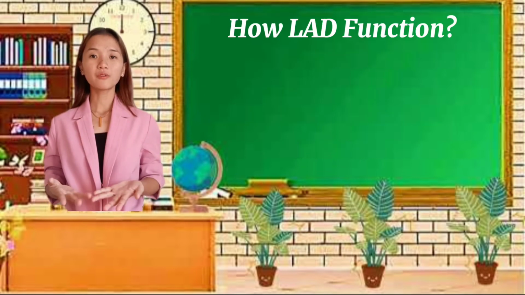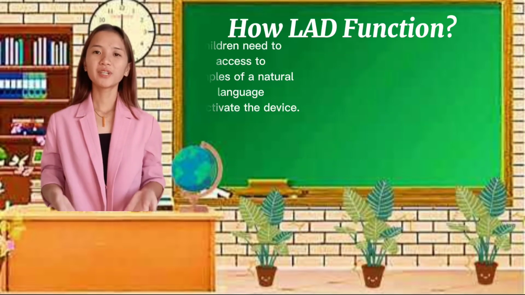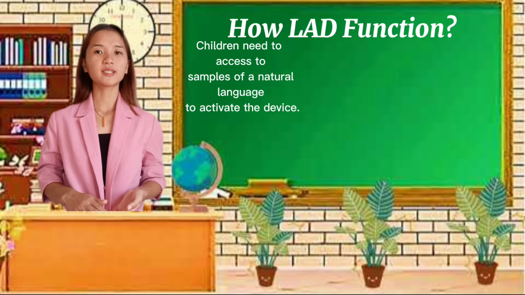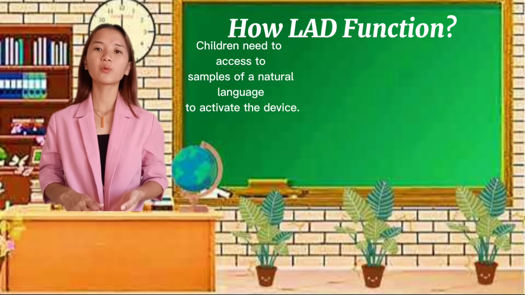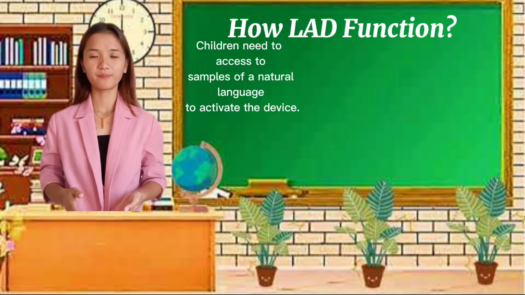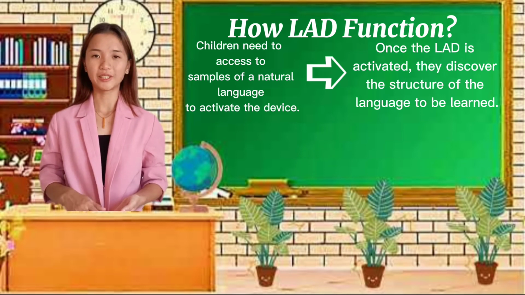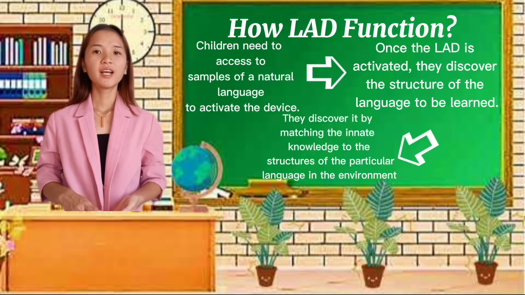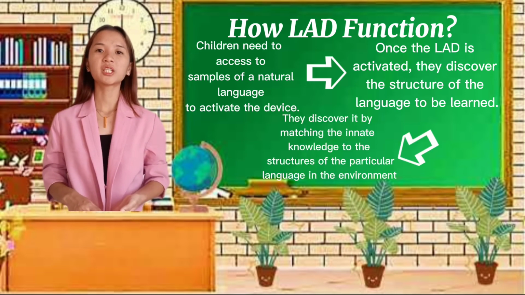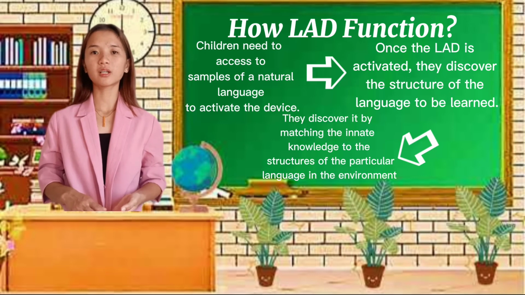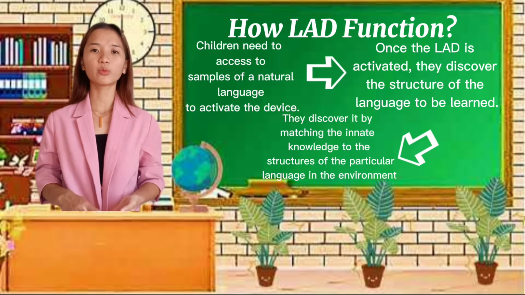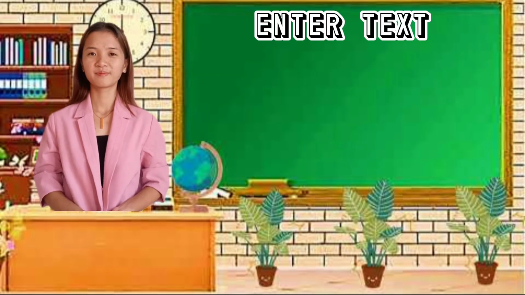So, how does the LAD function? First, children need access to samples of a natural language to activate the device. Once the LAD is activated, they discover the structure of the language to be learned. And then they discover it by matching the innate knowledge to the structures of the particular language in the environment.